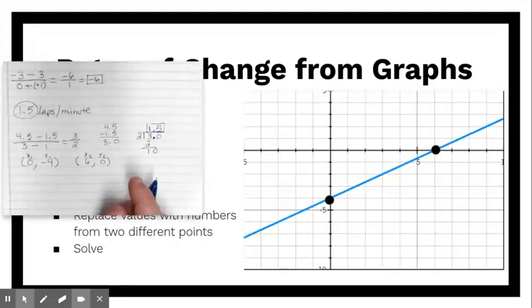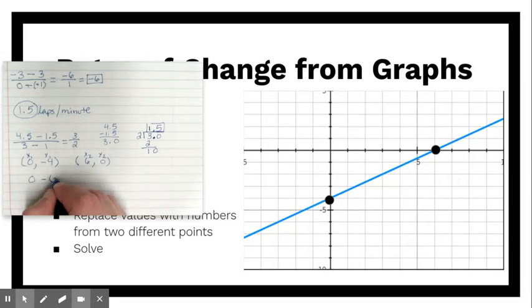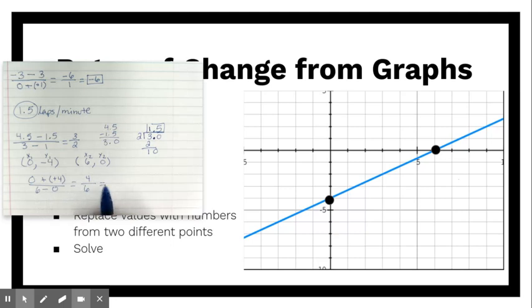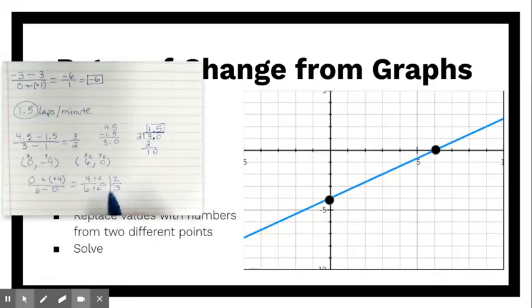Okay, so this would be x1, this would be y1, this would be x2, and this would be y2. Okay, so then we just subtract. Y2 minus y1, 0 minus -4. X2 minus x1, 6 minus 0. Minus a negative, the negatives cancel out, we get 4. And then 6 minus 0 is 6. And then we reduce. I can divide both of these by 2. So 4 divided by 2 is 2, and 6 divided by 2 is 3. So my rate of change is 2/3.